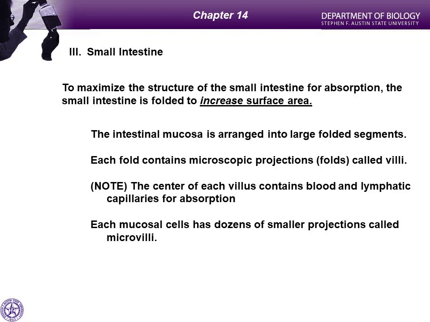But we're not done with increasing surface area with just these villi, because every single cell that's on that mucosal surface, the top part of their cell has all these little projections, and they're called microvilli. Microvilli are on the cells. The villi is the fold of the mucosa that the cells sit on.